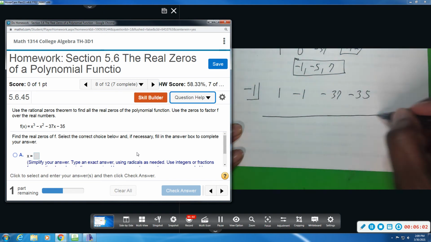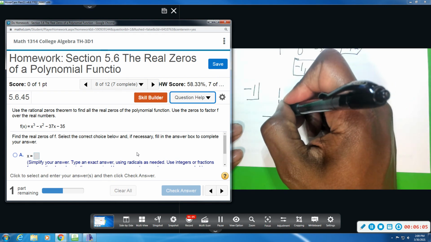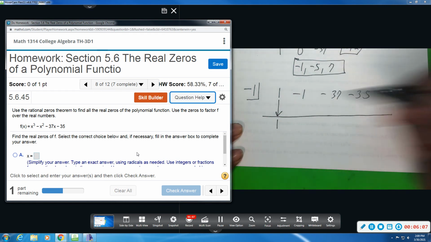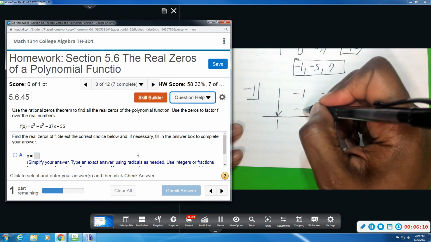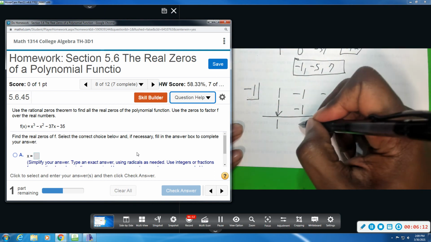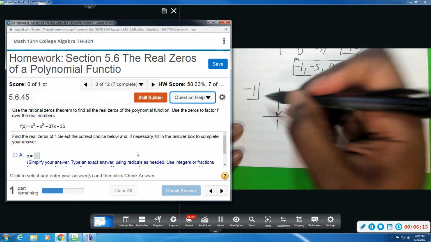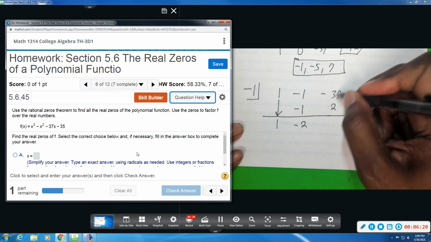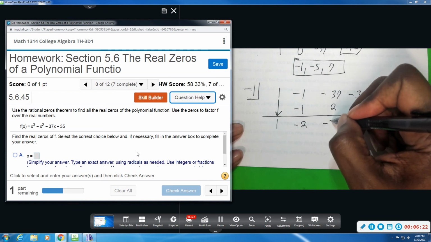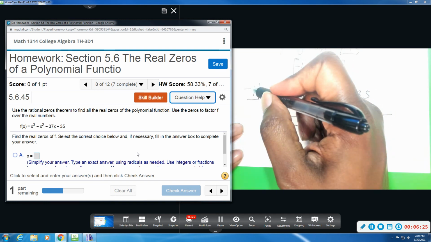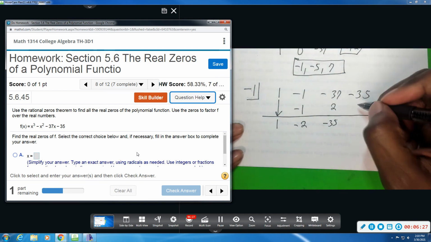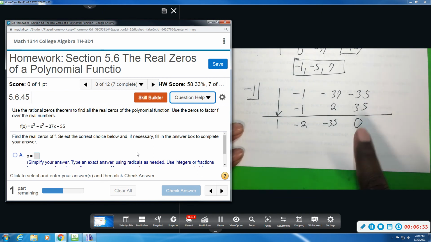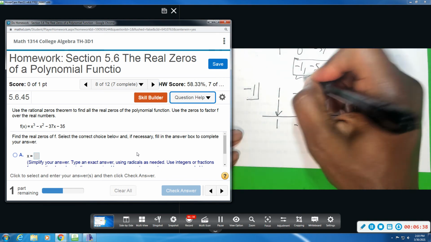So I'm going to draw my line, bring my first term straight down, and then we're going to multiply. -1 times 1 is a -1. Add these, we get -2. -1 times -2 gives me a positive 2. Combine these, that gives me a -35. And then -1 times -35 gives me a positive 35. And these are opposite, so we get 0. Okay, so this is how we know it works when we get 0 for the end. So this one checks out.